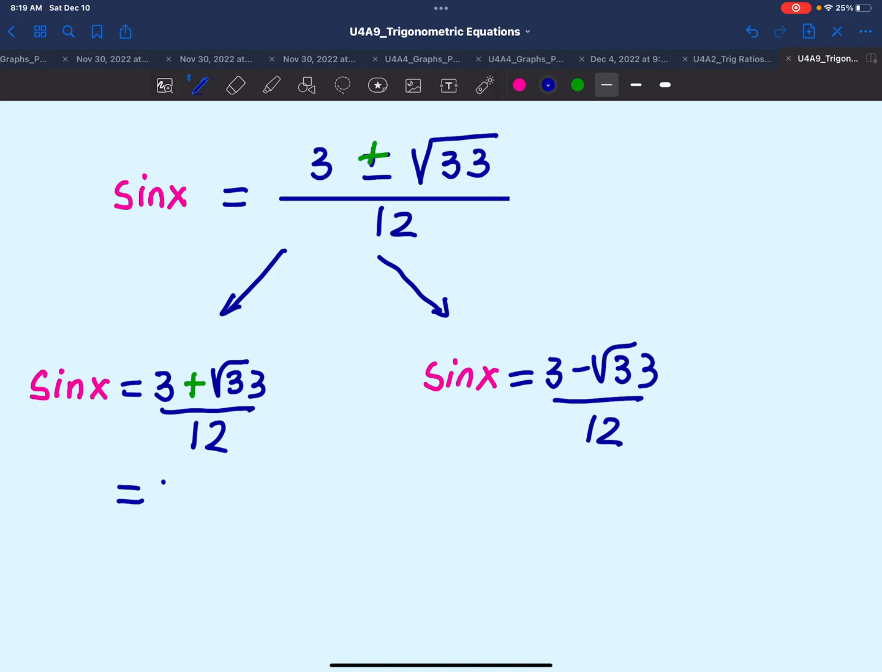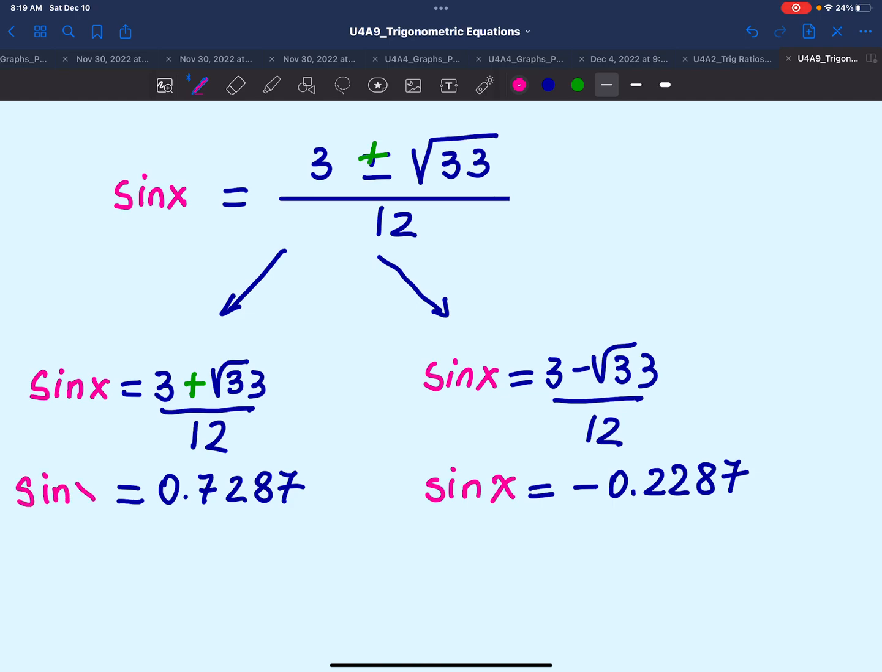0.7287. And 3 minus root 33 would be the square root of 33 divided by 12 equals negative 0.2287. So these are the ratios we're working with, and we're ready now to solve for the unknown angle.